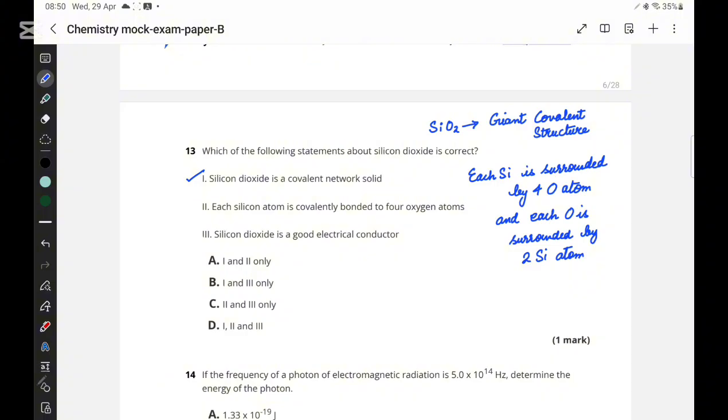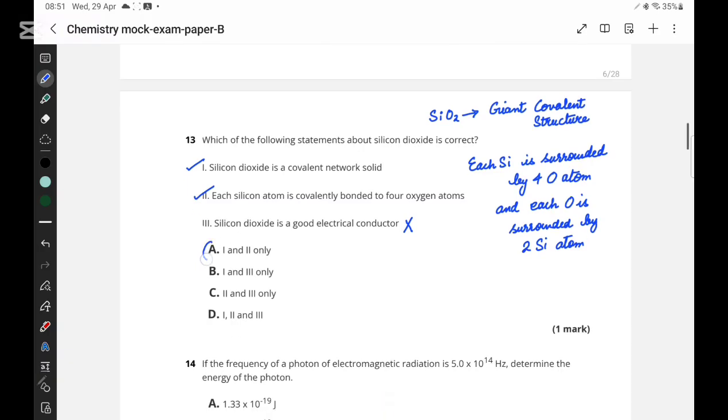Silicon dioxide is a covalent network solid, and option 2 is also correct, that each silicon atom is covalently bonded to 4 oxygen atoms, and each oxygen is surrounded by 2 silicon atoms. So this is also correct. While it is not a conductor of electricity, why? Because it doesn't have any free moving electrons. So options 1 and 2 are going to be the right ones.